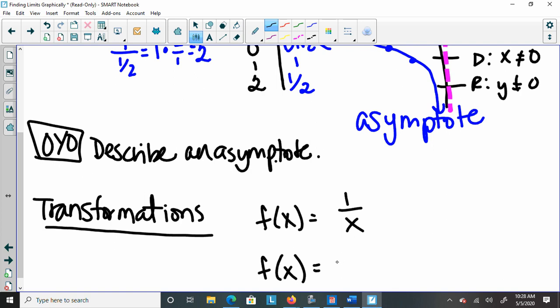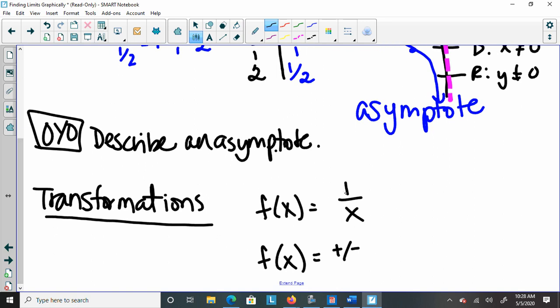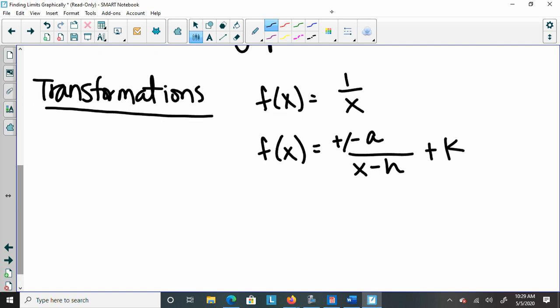Our graph can be positive or negative. So the positive or negative part is normally with a number on the top. Sometimes it's sitting in the very front. All right. We can have a number that's not 1, call it A, on the top. We can have a number that's with the X. That will be our H. And we can have a number that's added at the end. So we'll go through what all these things do to the graph, and I'm pretty sure you can tell me what they are just based on what we've done before.